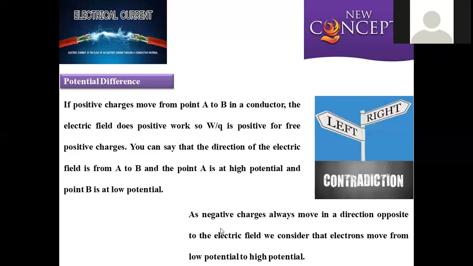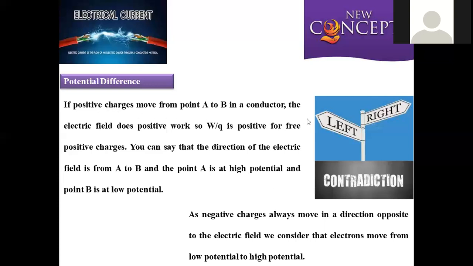Now we have another contradiction. As the negative charges always move in the direction opposite to the electric field, we consider that electrons move from low potential to high potential. When we are taking negative charges, there are already negative charges with us. That's why they have a tendency to move towards low electron density. This is the opposite direction.